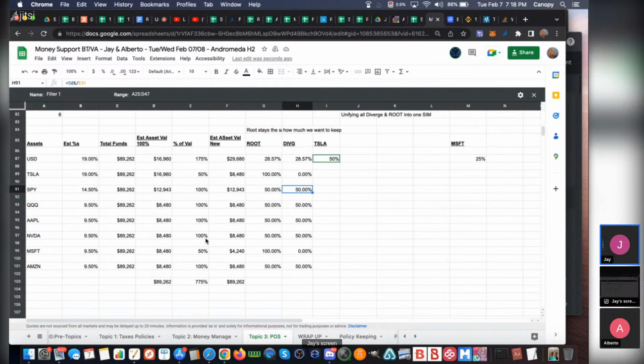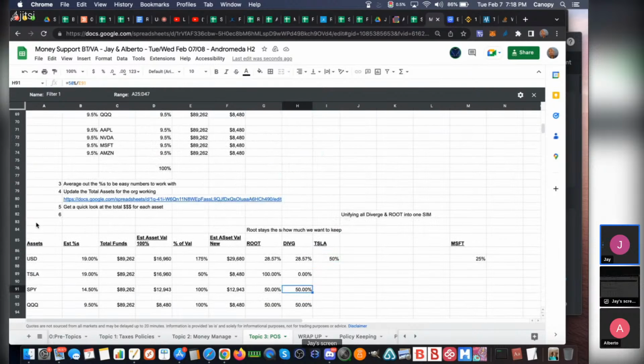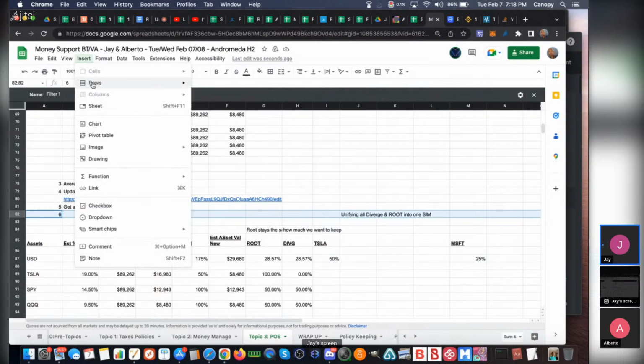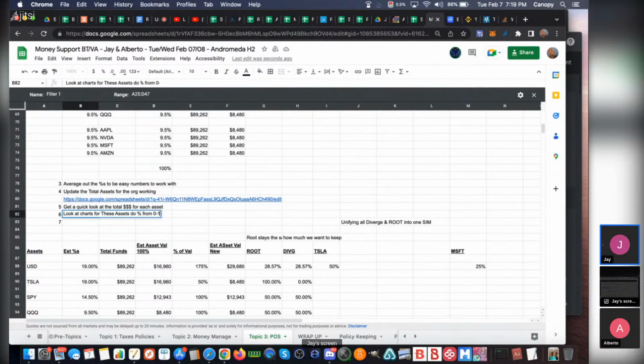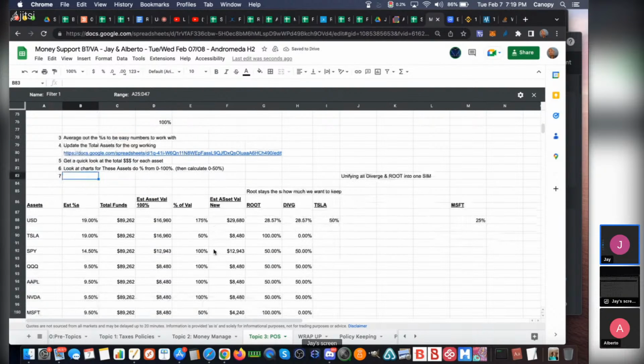So anyways, I think it's okay to stop here. We might want to put a step in between. Like maybe this is step 7 and step 6 could just be, look at the charts for these assets and do percentage from 0 to 100, and then calculate 0 to 50% from the 0 to 100. So you could just divide by 2, right? And then you'd be ready to do this next chart in option number 7.